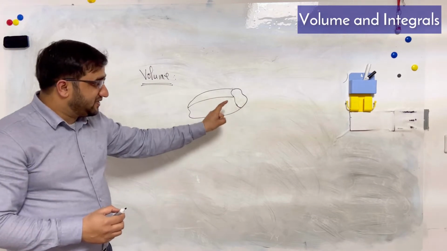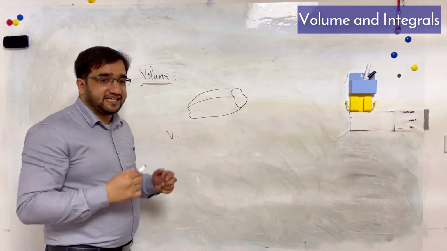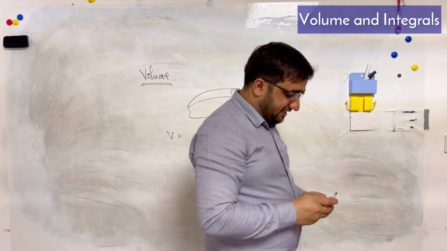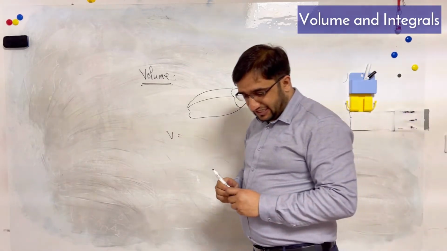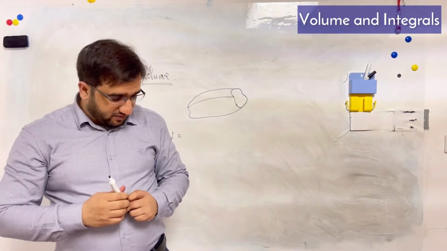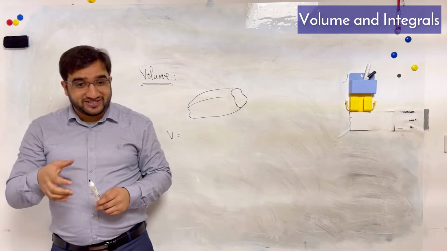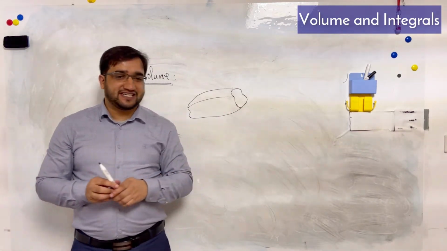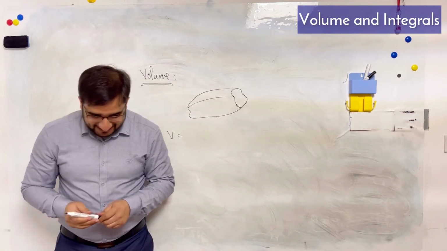So if we need to calculate the volume for this kind of a shape, then we don't have a formula like we have the formula to calculate those regular shapes. Well, then what should we do? You already know how to deal with such problems. We'll take integral. Use it in integral.